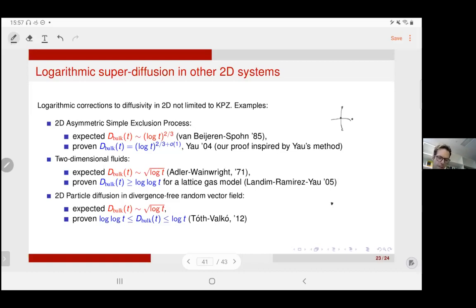Somehow our AKPZ equation should fall in the same class as these two systems, where the conjectural behavior is square root of log t, while in the ASEP case, with the two-thirds, there is a different mechanism behind. But still there are some similar types of results expected or proven for other two-dimensional out-of-equilibrium systems. So this logarithmic super-diffusivity for AKPZ does not come out of the blue, even though it was not really predicted in the literature as far as I could find.